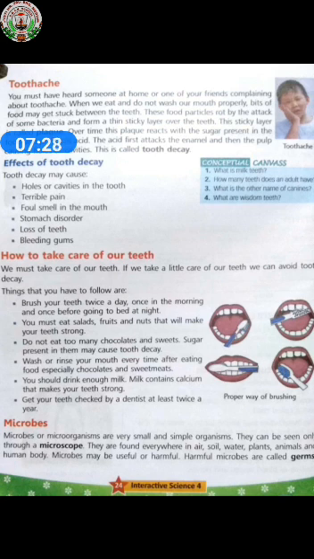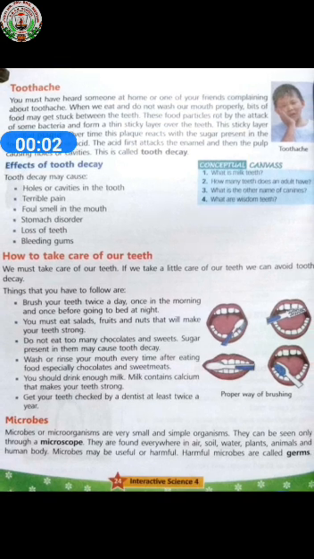Now, effects of tooth decay. The tooth decay may cause holes or cavities in the tooth, terrible pain. At that time, we feel so much pain. Foul smell in the mouth. Stomach disorder, loss of teeth, bleeding gums.